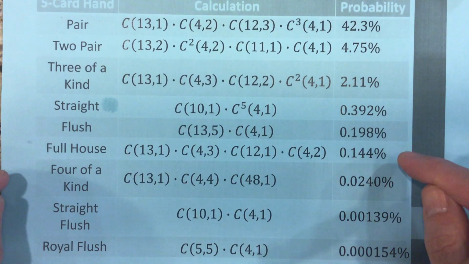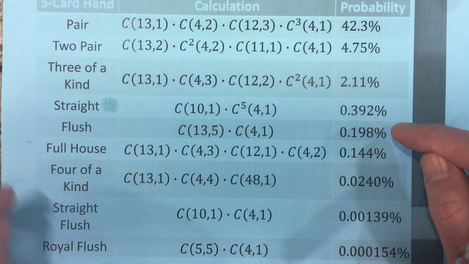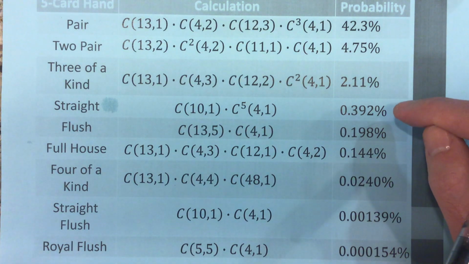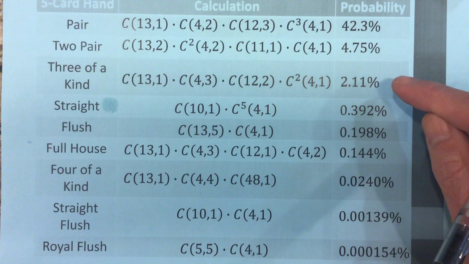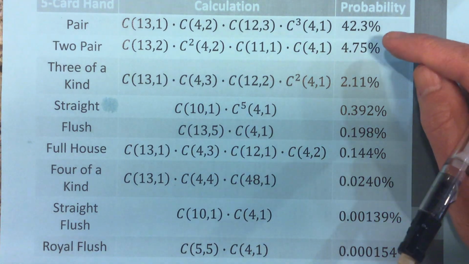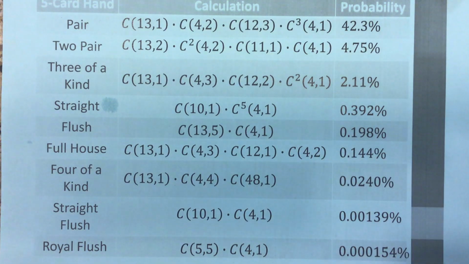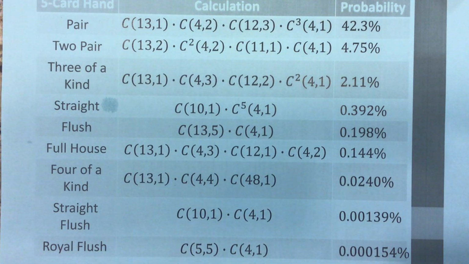4 of a kind, full house. Full house is a 3 of a kind and a pair. Flush is all the cards are the same suit. Straight, 5 cards in a row. Doesn't matter the suits. Okay, 3 of a kind, 2 pair, and a single pair. So you can see with a single pair, not that great of a hand, right? You really want to get further down the line here to feel real confident in having a winning hand.